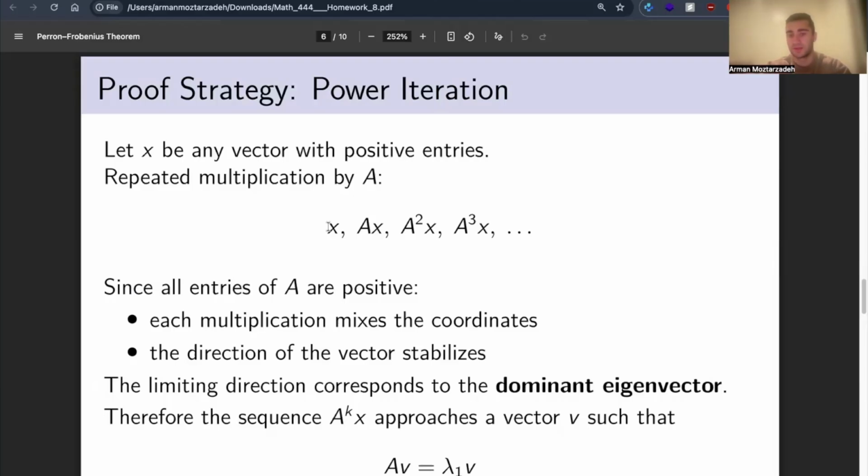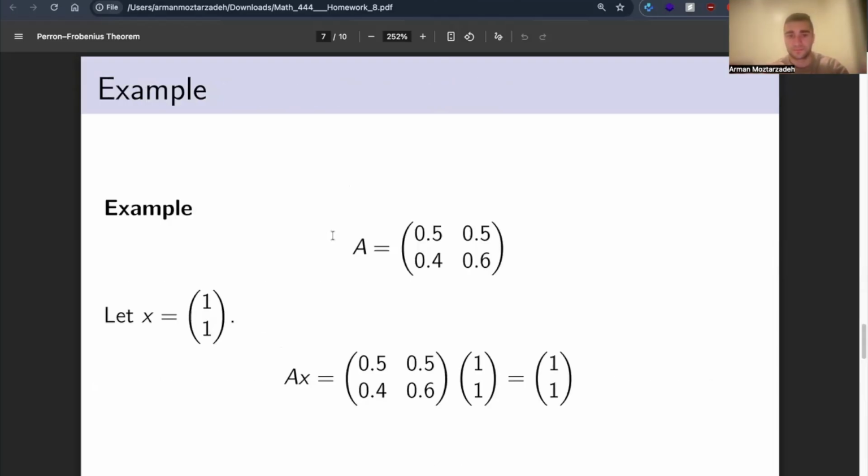And again, the dominant eigenvalue was just stated on the previous slide: the matrix has a real eigenvalue, lambda 1, whose magnitude is larger than that of all the other eigenvalues.